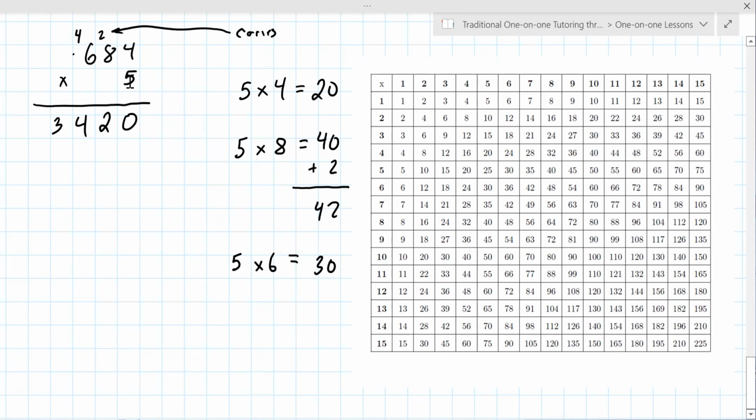So is it clear here that you take the 5 and you multiply it by the 4? That's what we do first. Then you take the 5 and you multiply it by the 8. That's what we do second. Then you take the 5 and multiply by the 6. Did you see that? Yeah. But notice that when there's a carry, we have to write the carries up here and we have to add them in each time.